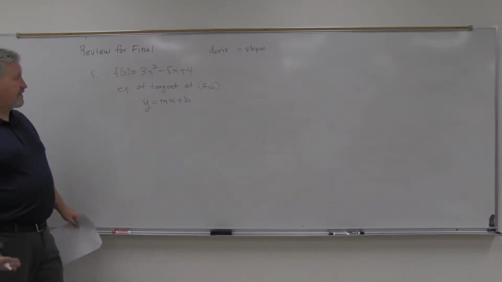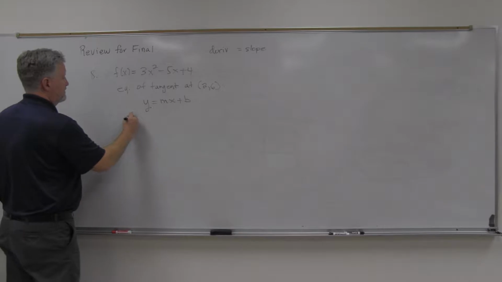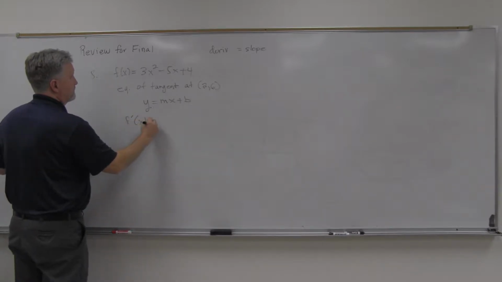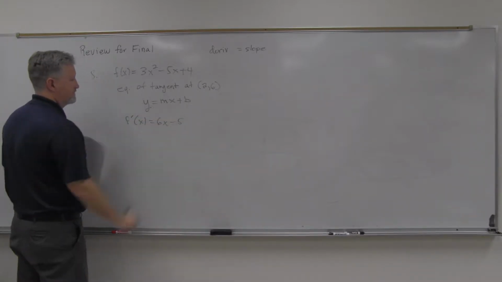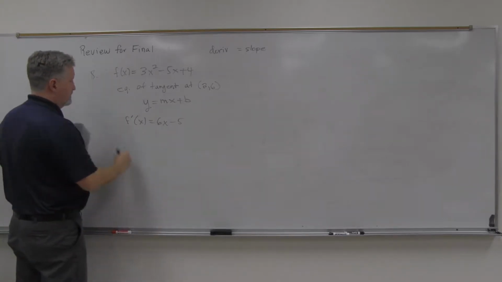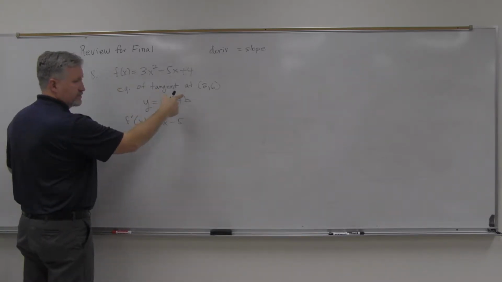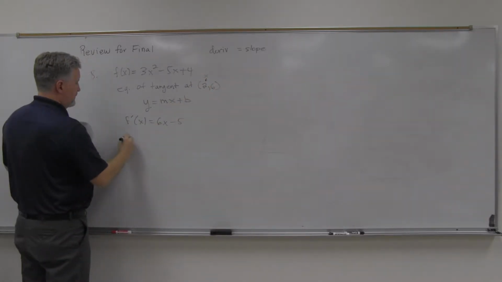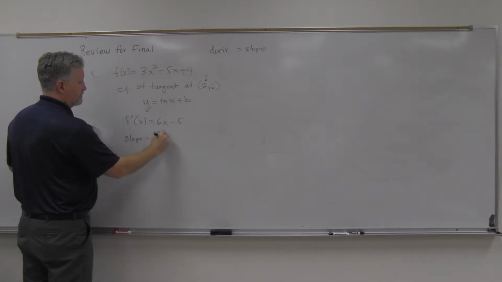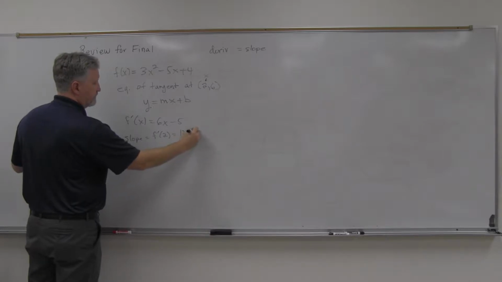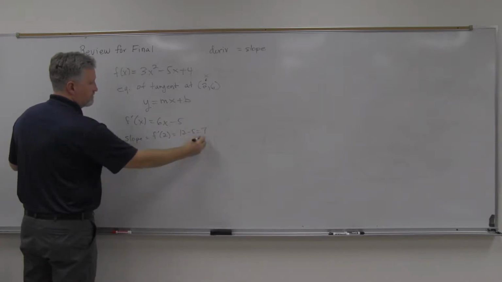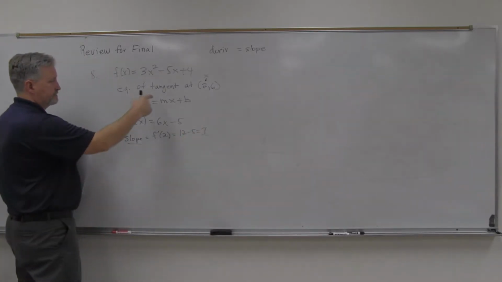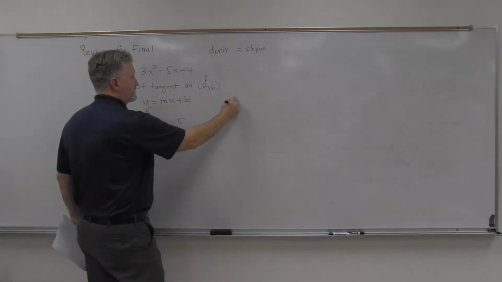First of all, we're going to do the derivative. So my derivative is 6x minus 5. I want the tangent at (2, 6), and so the x value I want the tangent at is 2. So the slope of this line is going to be the derivative at 2. That would be 12 minus 5, 7. So the slope of my line is going to be 7. That's the m in y equals mx plus b.